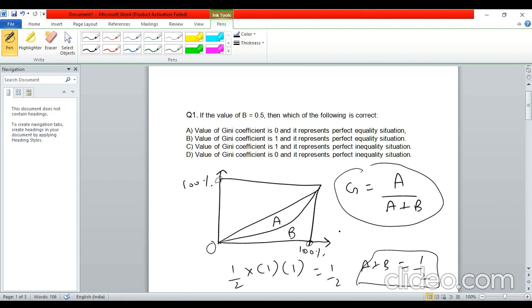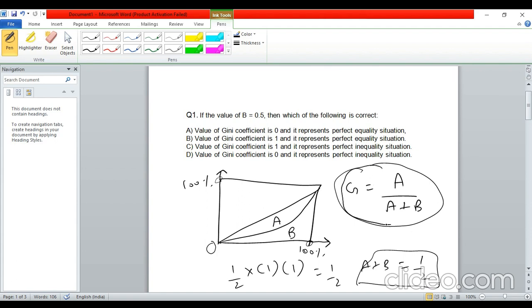So one part of the question is solved, that is the value of the Gini coefficient that is coming out to be 0. So option B and option C are automatically eliminated. Now, when G is 0, what does it mean? Also, don't remember this. I will suggest you to not remember what G equal to 0 represents and what G equal to 1 represents, because you may commit some silly mistake here. Just try to think conceptually.